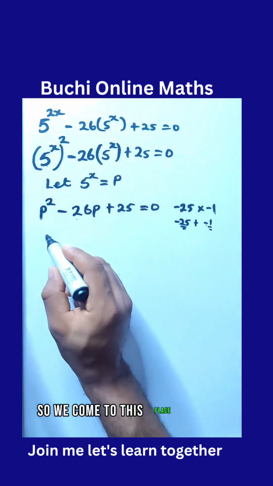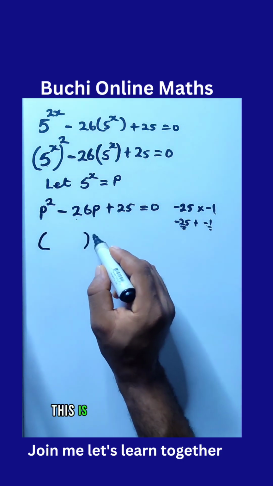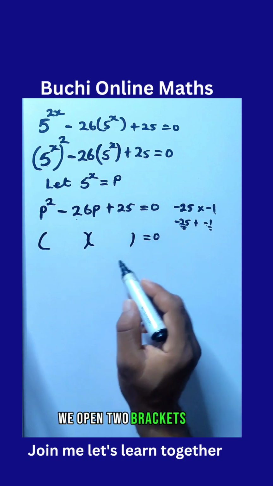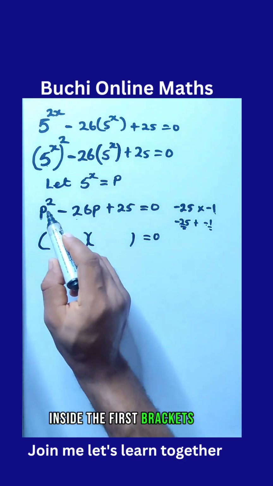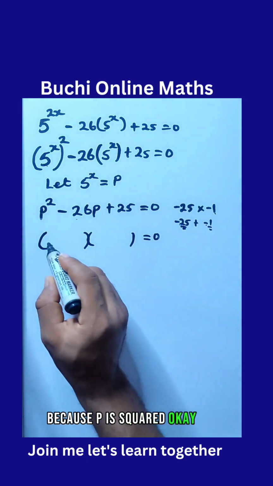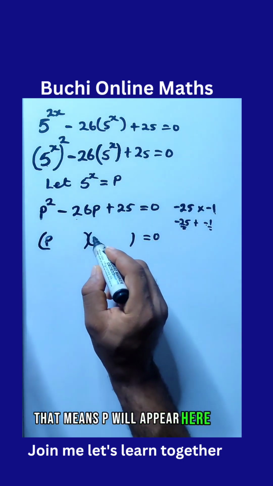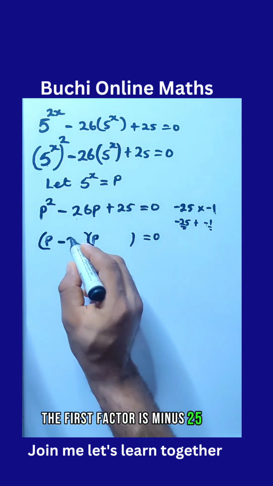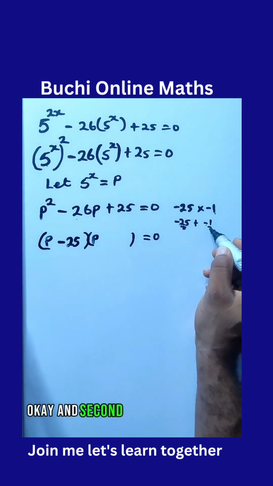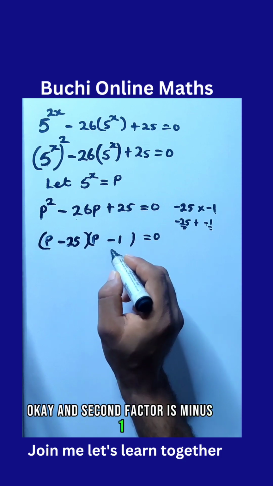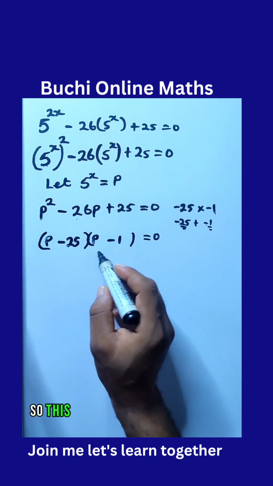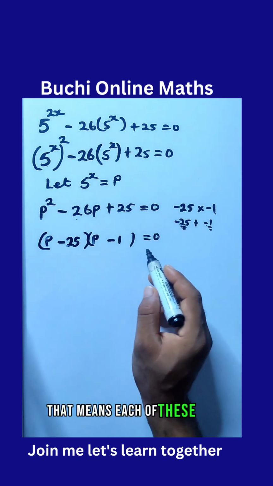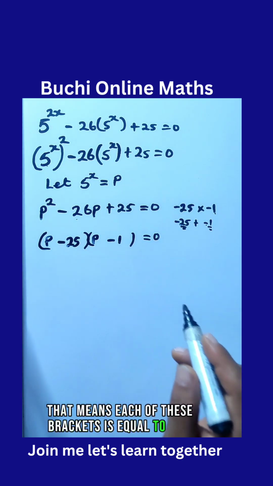So we come to this place and open 2 brackets. This is how to factorize a quadratic equation. We open 2 brackets. Inside the first bracket, because P is squared, that means P will appear here and P will also appear here. The first factor is minus 25, and the second factor is minus 1. So this is how we can factorize this. That means each of these brackets is equal to 0.